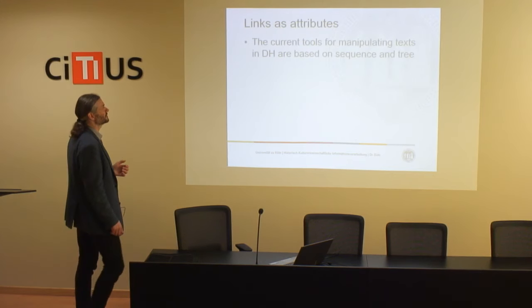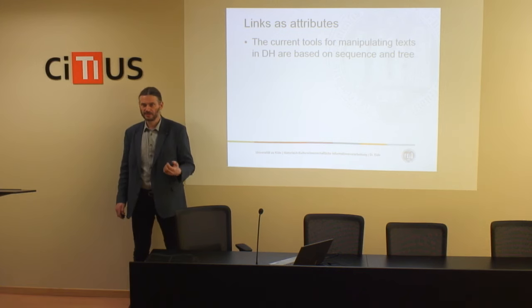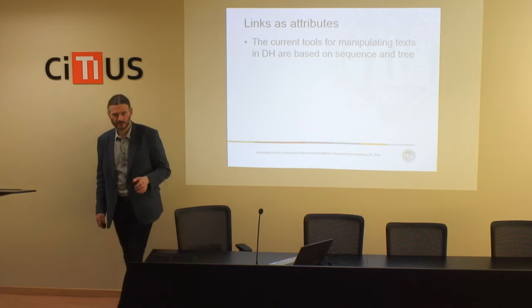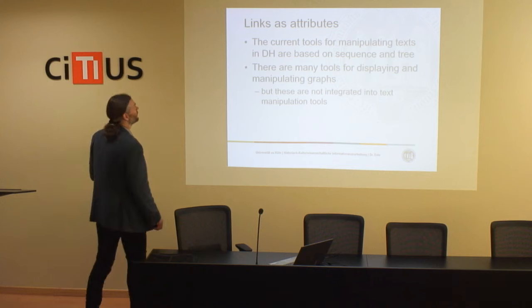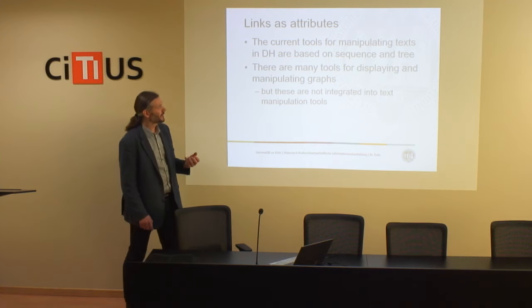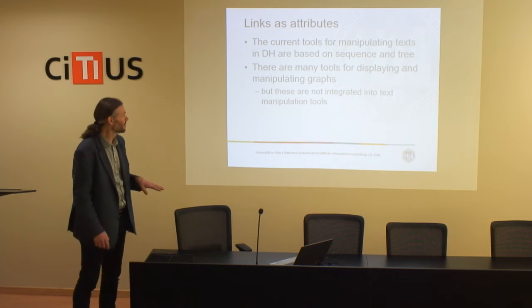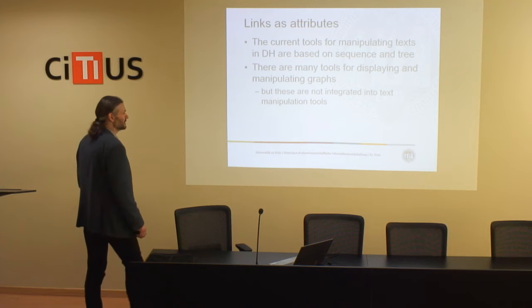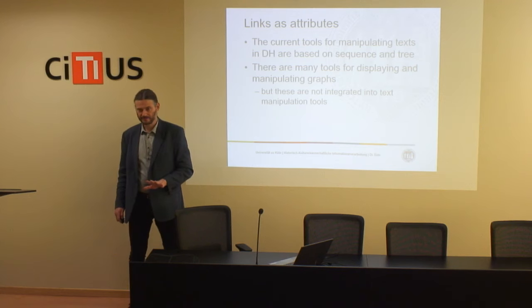So how currently tools are manipulated in digital humanities, the tools that people use, which mostly, with some exceptions, come straight out of industry, are good for working on texts seen as sequences and trees, and there are a lot of nice tools for visualizing graphs, but there is no integration between text editing tools and graph manipulation tools. So you cannot manipulate the graph structure of a textual document easily.